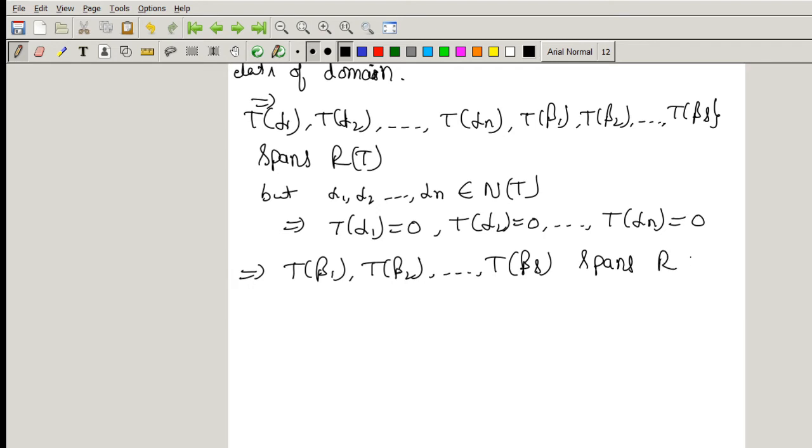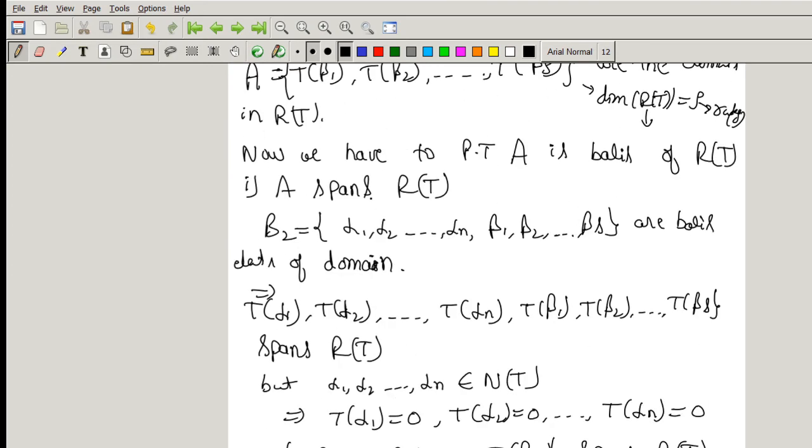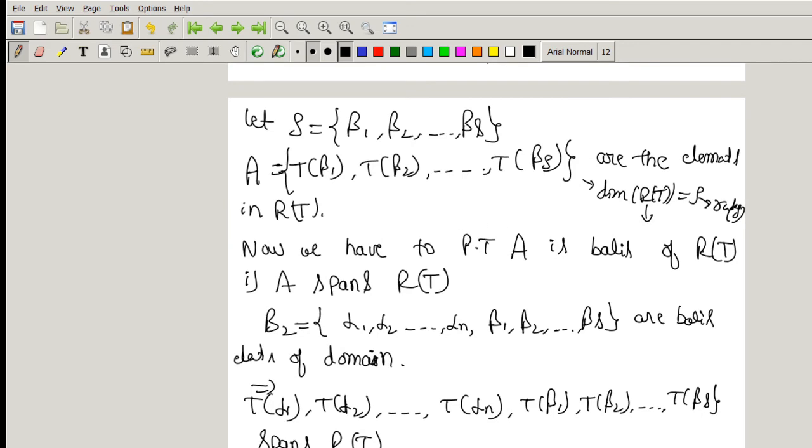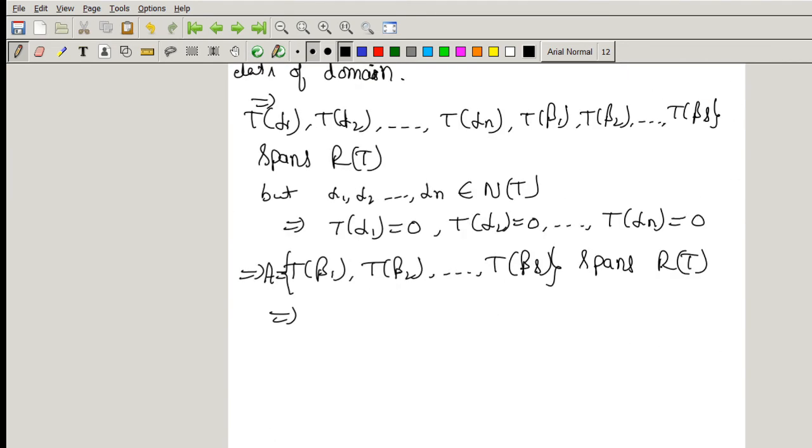which spans R of T, and we have already denoted this set as nothing but A, which implies A spans R of T. A is nothing but T of beta 1 so on up to T of beta s, which implies A spans R of T.